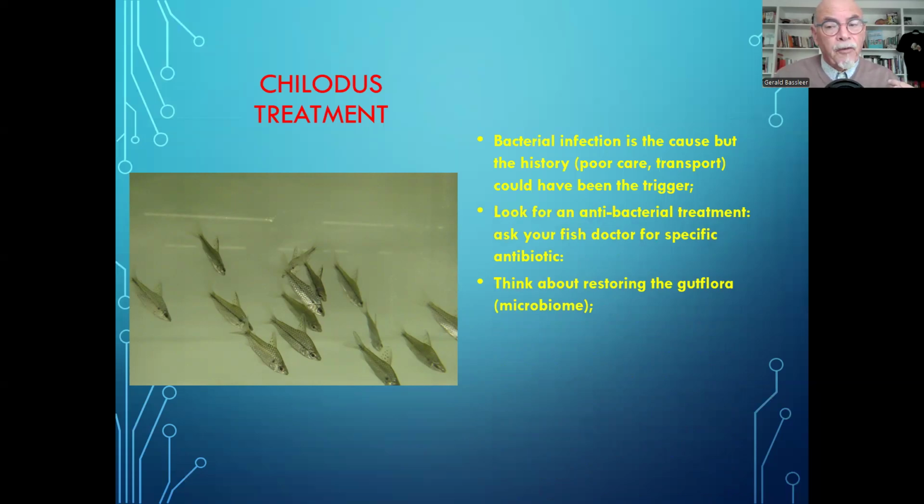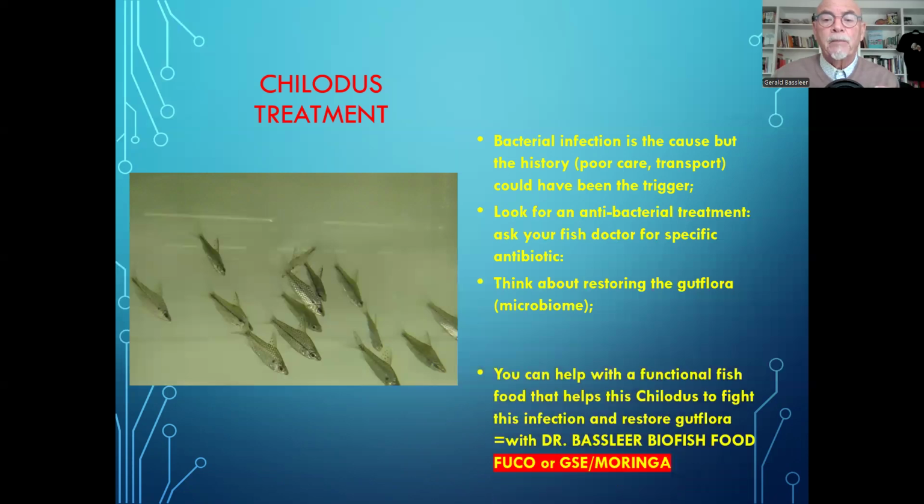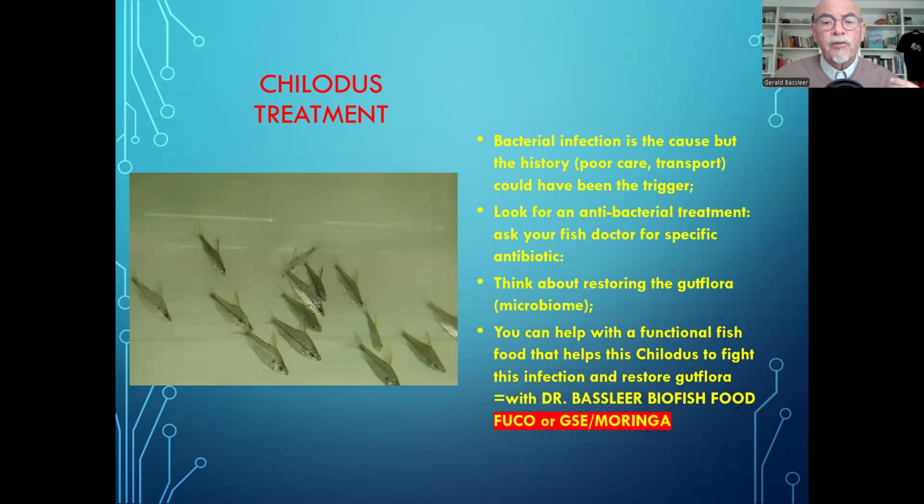Think, of course, about restoring the gut flora, the microbiome. You can help with a functional fish food that helps the Chilodus to fight this infection and restore the gut flora. I would recommend Dr. Bassleer Biofish Food Fuco or grapefruit seed extract mixed with moringa.